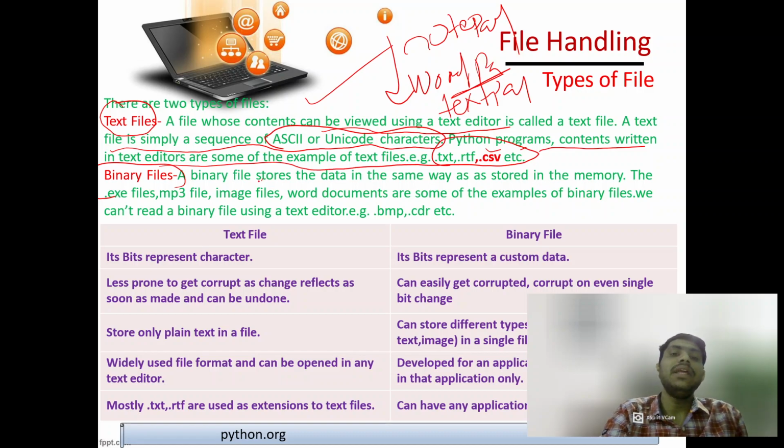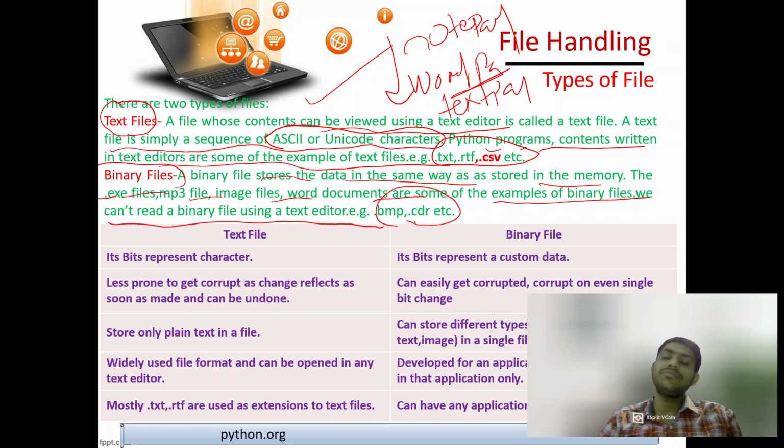Binary files. A binary file stores the data in the same way as stored in the memory. MP3 file, image file, Word document are some examples of binary file. We cannot read a binary file using a text editor. A binary file is not in human readable form directly. We have to convert it into human readable form because it is not the default language of a computer. Computer can understand the binary language only. So if you want to read the data, we have to convert it into a normal file, then we can read it.